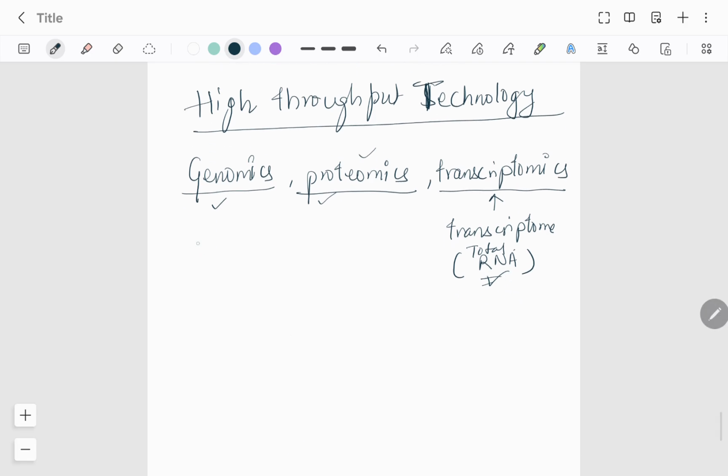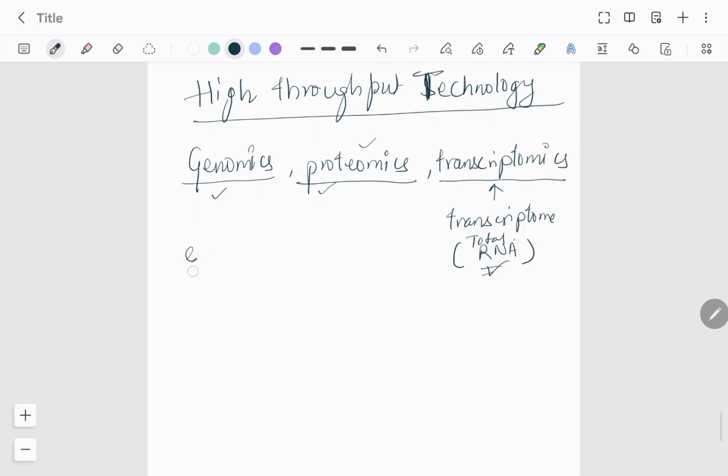Then suppose there are some structural and chemical changes inside DNA because of some environmental factors, etc. The study of those things is known as epigenomics. You don't need to know what transcriptomics and epigenomics are. I'm simply telling you to tell you the use of high throughput technology.